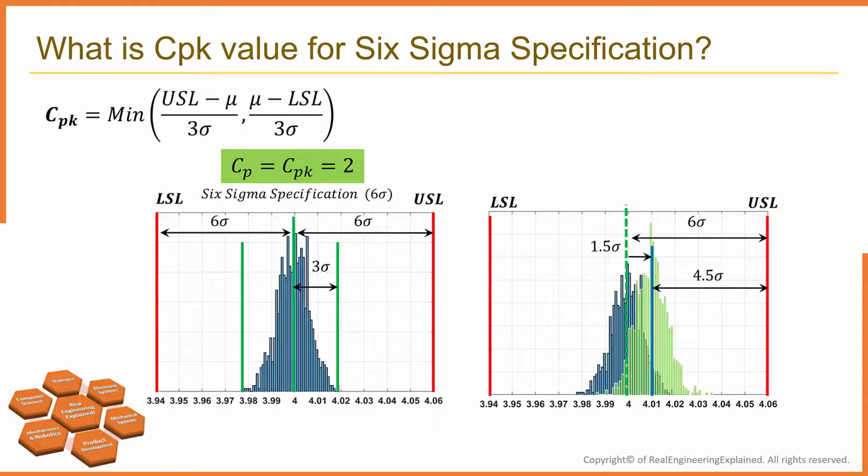So the distance between the specification limits and the new mean becomes 4.5 sigma. The CPK value for this process is 4.5 divided by 3 sigma, which is 1.5. What about CP? No changes. The process is still within the specification, so the CP equals 2. As we mentioned earlier, it just takes into account the specification width and process width, not the mean value.